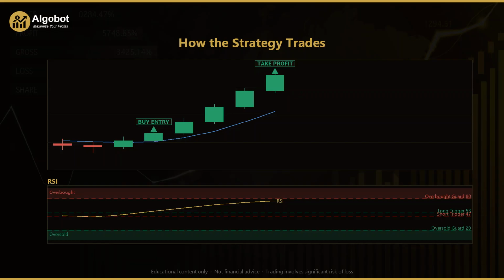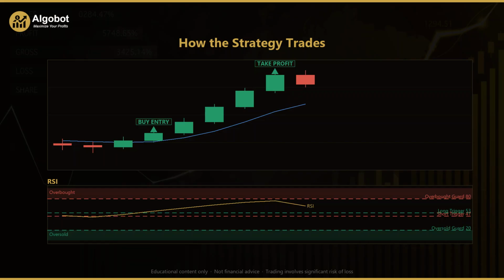The stop loss is set a couple of ATRs below entry, and the take profit is placed further above, giving a reward to risk of roughly 1.75 to 1 from the default 3.5 and 2 ATR settings. Follow the next few candles.